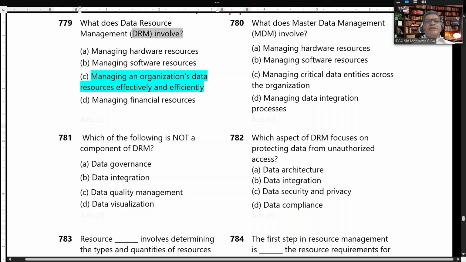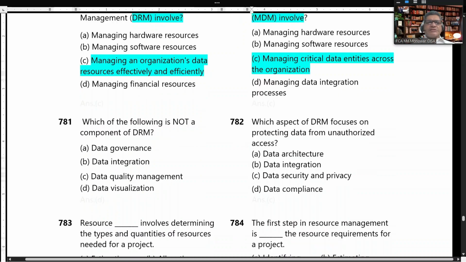So DRM involves managing an organizational data resource effectively and efficiently. What does master data management involve? Master data management involves managing critical data entities across the organization. Your answer is C. Master data management involves managing critical data entities across the organization.